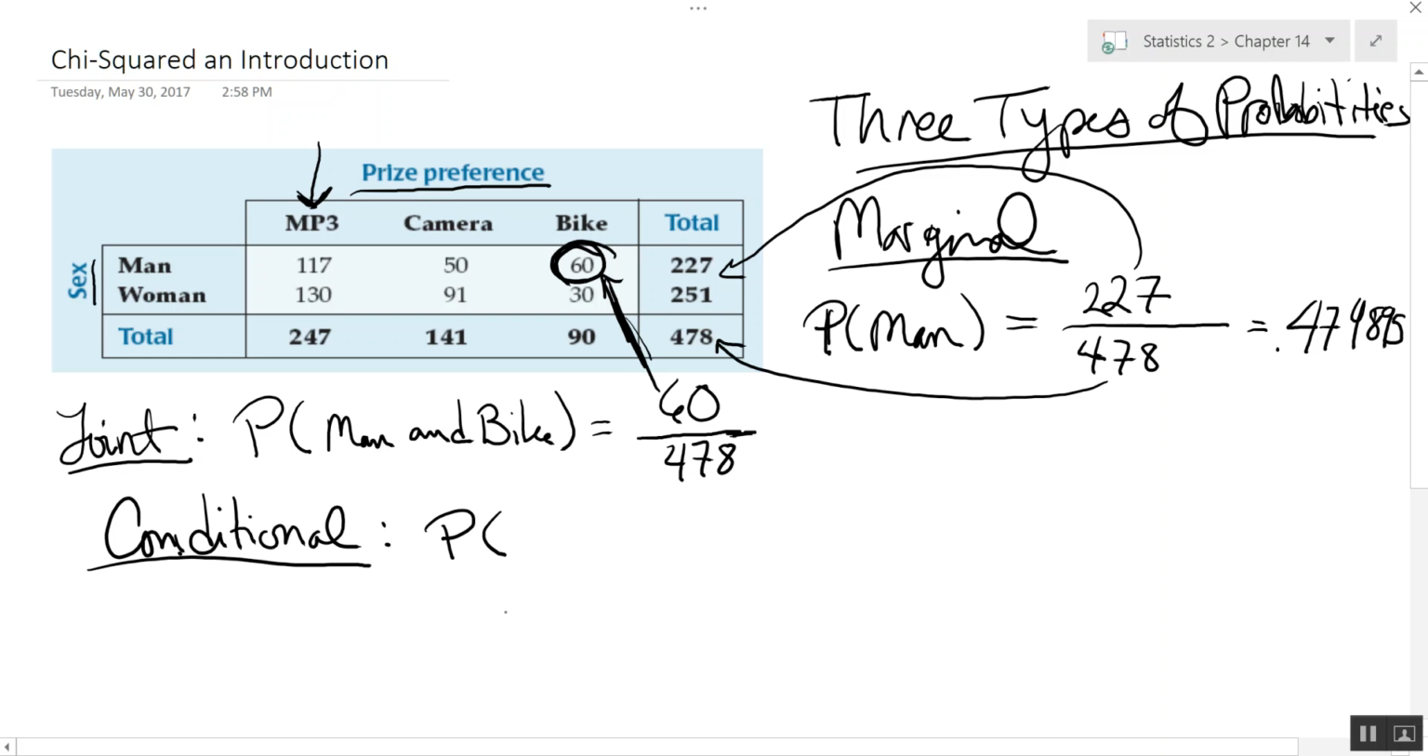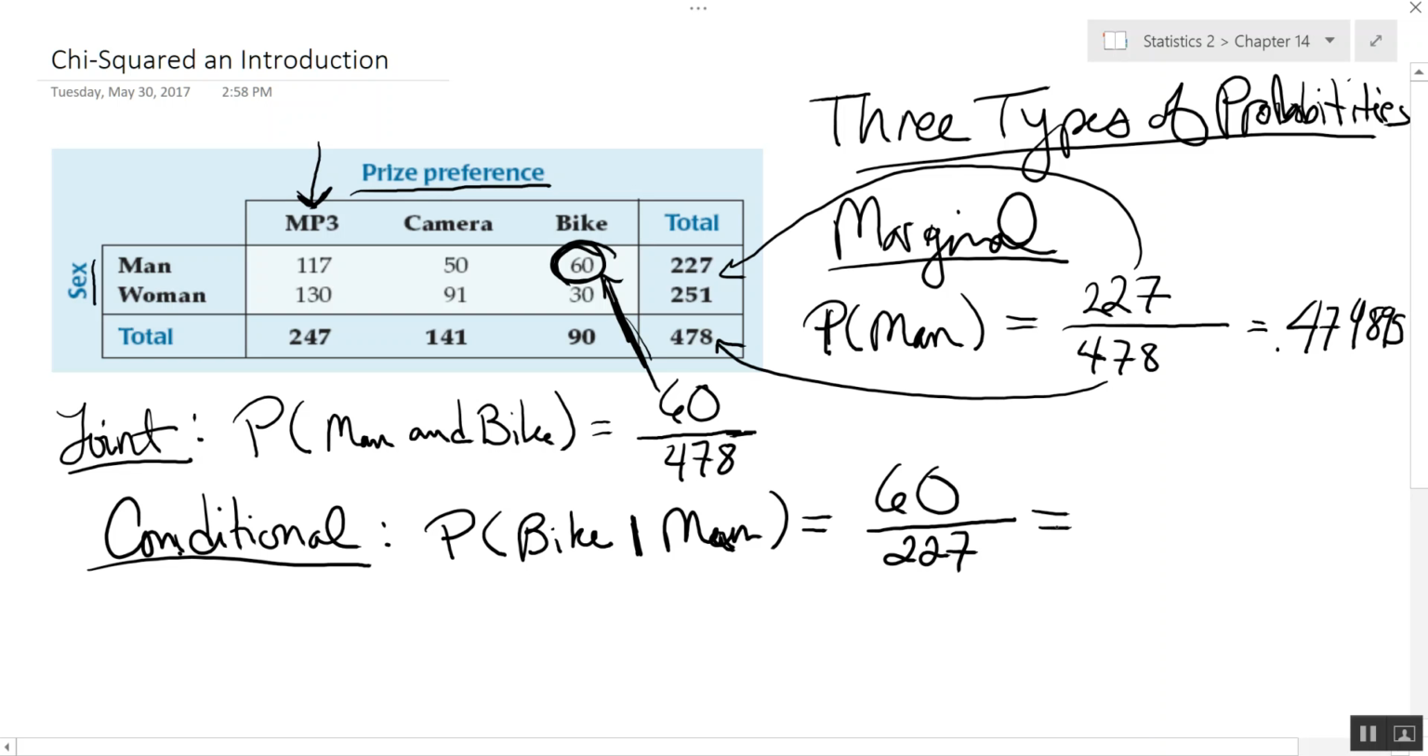So suppose I want to find out, hey, what's the probability that a person is going to select a bike as their preference given that the person is a man? So I know they're a man and they picked bike. Okay. So you look over here at the table and you're like, oh, well, looking at only the men who picked a bike. Well, 60 people out of, well, I'm only looking at men, so out of 227.